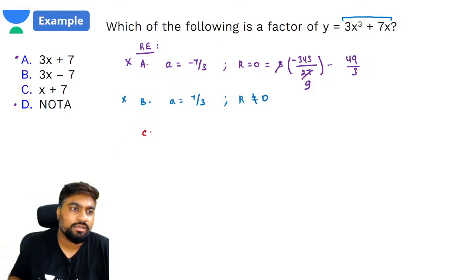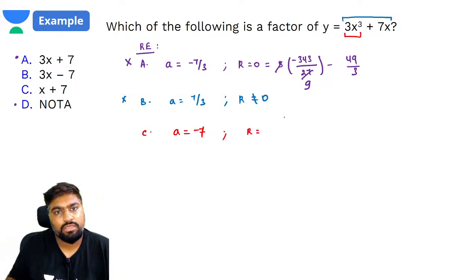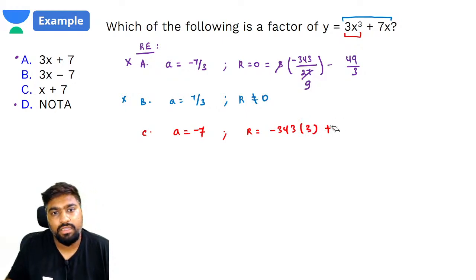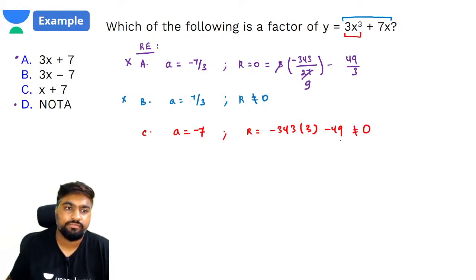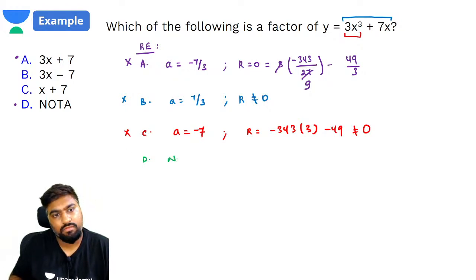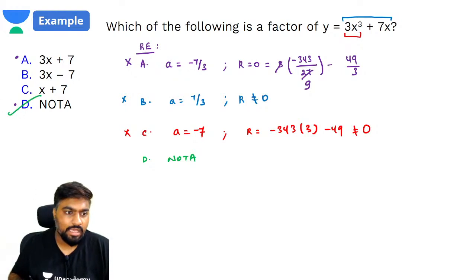Does option C work? x plus 7, A equal to minus 7. Clearly this is way too big a value. It wouldn't work. Yes. Remainder will be what? 3 into minus 343, right? Minus 343 into 3 plus minus 49. This is too much into negative, right? Not equal to 0 again. So what is our answer? D, none of the above. Yeah. Correct. So this is how you would normally do it, but look at this.